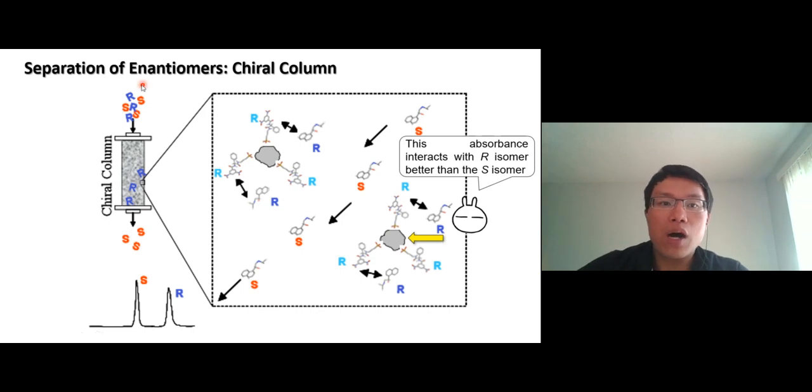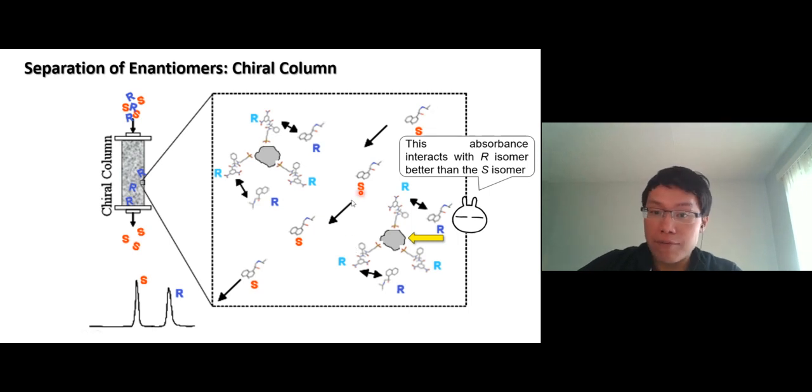So when you load an R and S mixture into this chiral column, the absorbent will interact with R and slow down the R isomer from traveling. The S isomer is just going to go right through because it has no interaction with the absorbent. These absorbents can interact only with an R isomer. By the way, the absorbent is usually a chiral compound that can interact with just the R isomer.